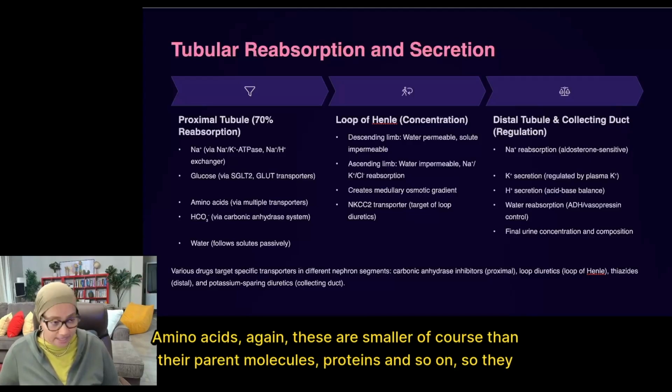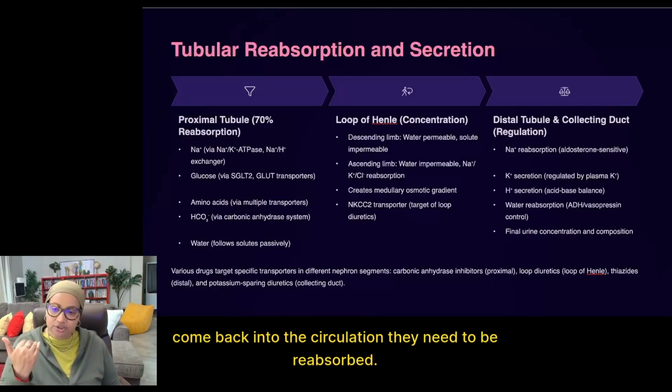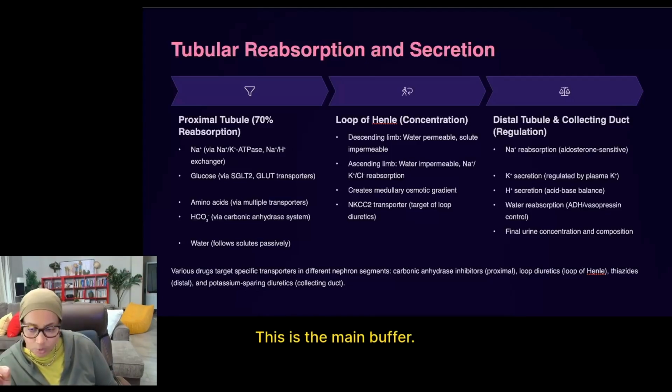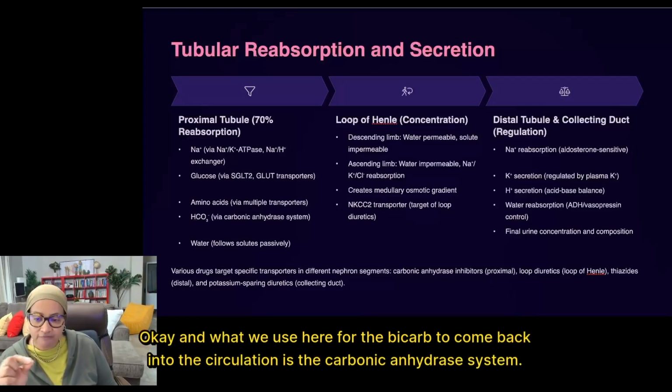Amino acids, again, these are smaller, of course, than their parent molecules, proteins, and so on. So they have to come back into the circulation. They need to be reabsorbed. Bicarb, another very important solute that needs to come back. This is the main buffer, okay? And what we use here for the bicarb to come back into the circulation is the carbonic anhydrase system, okay?